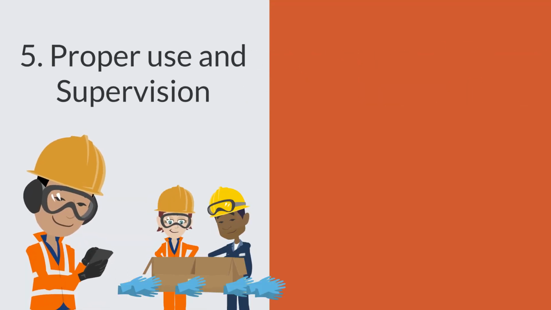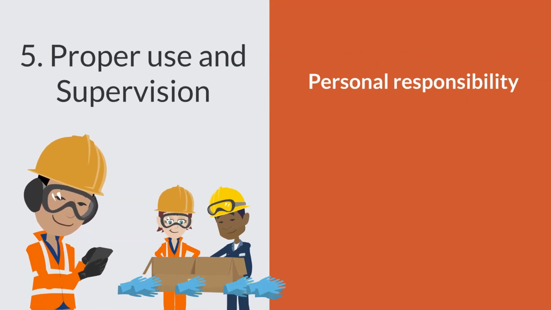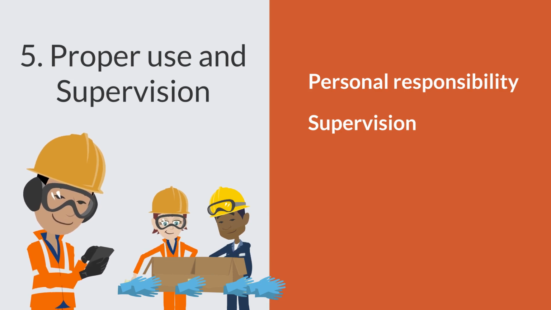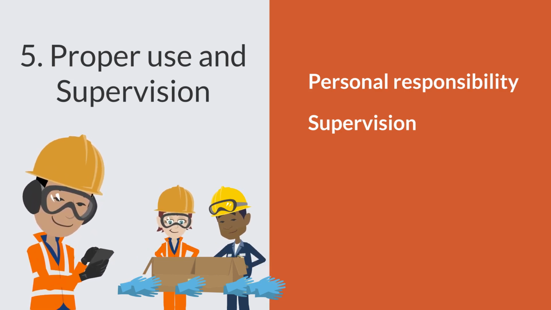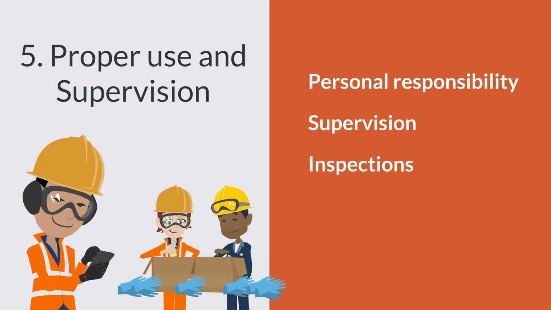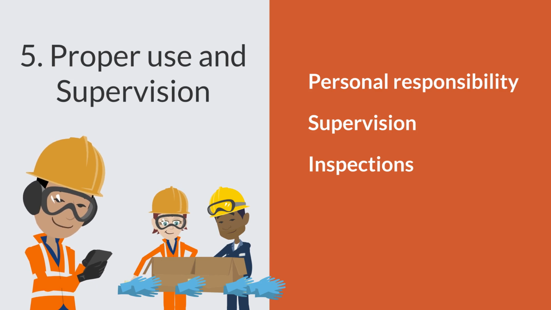5. Proper use. PPE needs to be used properly to keep the wearer safe. It is a personal responsibility, and people will follow this if they understand the hazards, what they can cause, and how PPE will protect them. Regular checks by a supervisor to make sure everyone is wearing it, to reinforce the message and resolve any issues, are often needed. The Proactively app can help with PPE inspections.